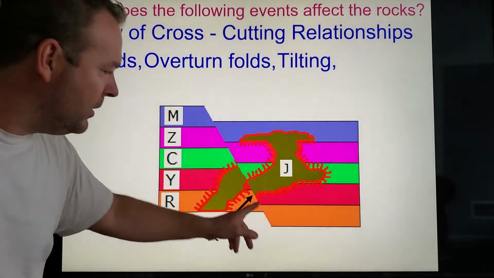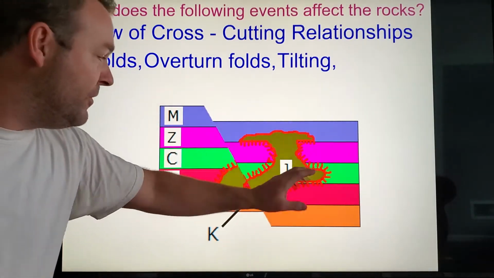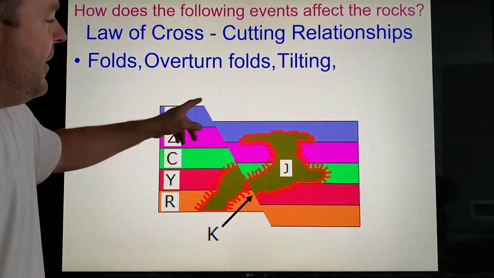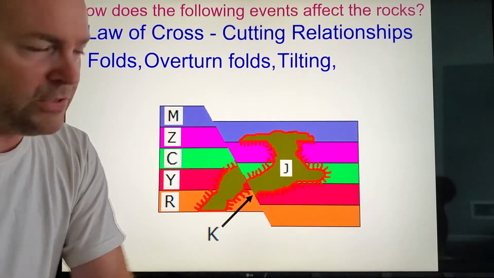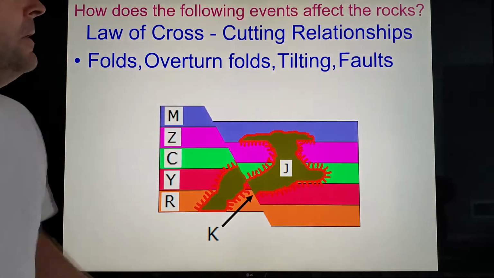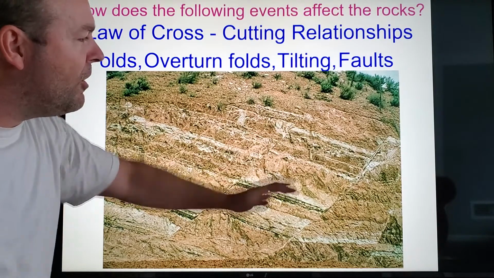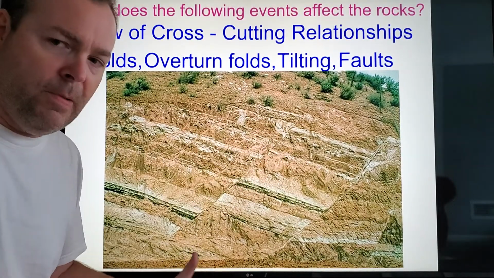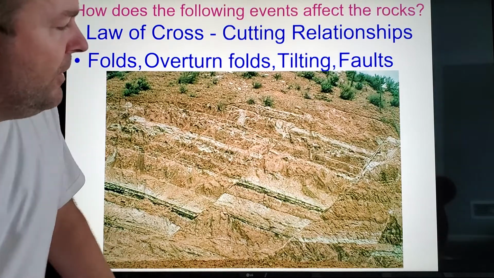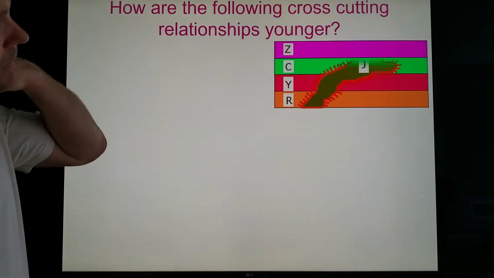So when you talk about that, that's an intrusion. Here you have a fault. Now the fault is the youngest thing because it cut through everything, including the intrusion, right? It affected everything else. So in this case, now the fault is the youngest thing. And there it is. Your faults and intrusions. And here you can see a lot of different faults going on from earthquakes, right? The cracks must be younger than the actual rock itself. Okay. So here we go.